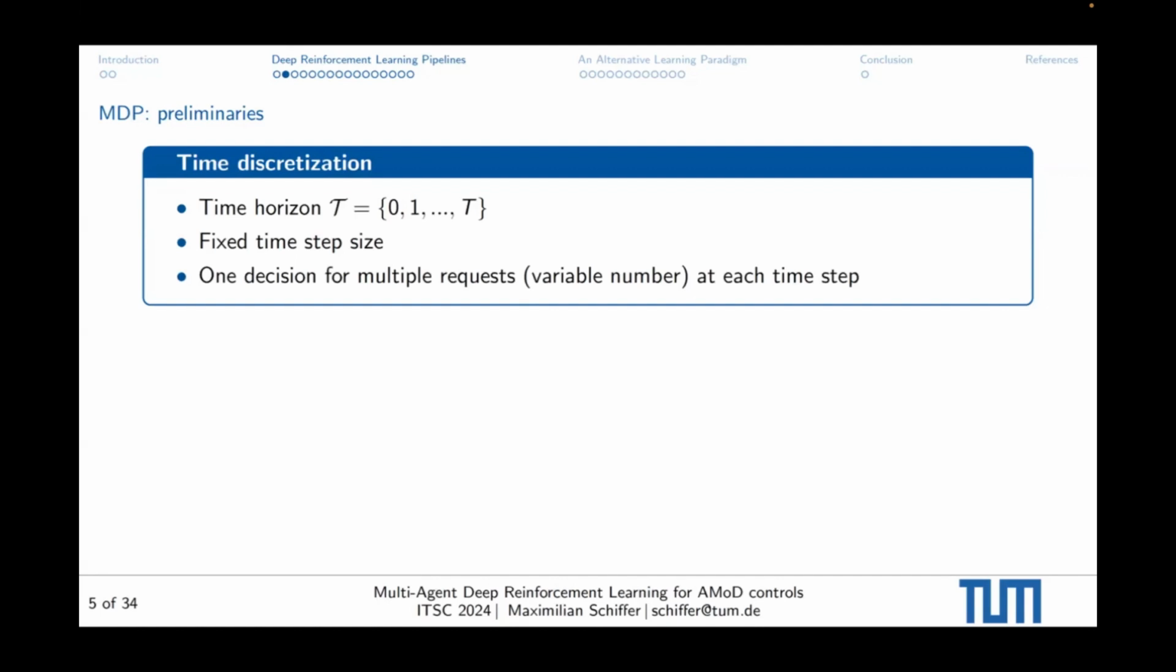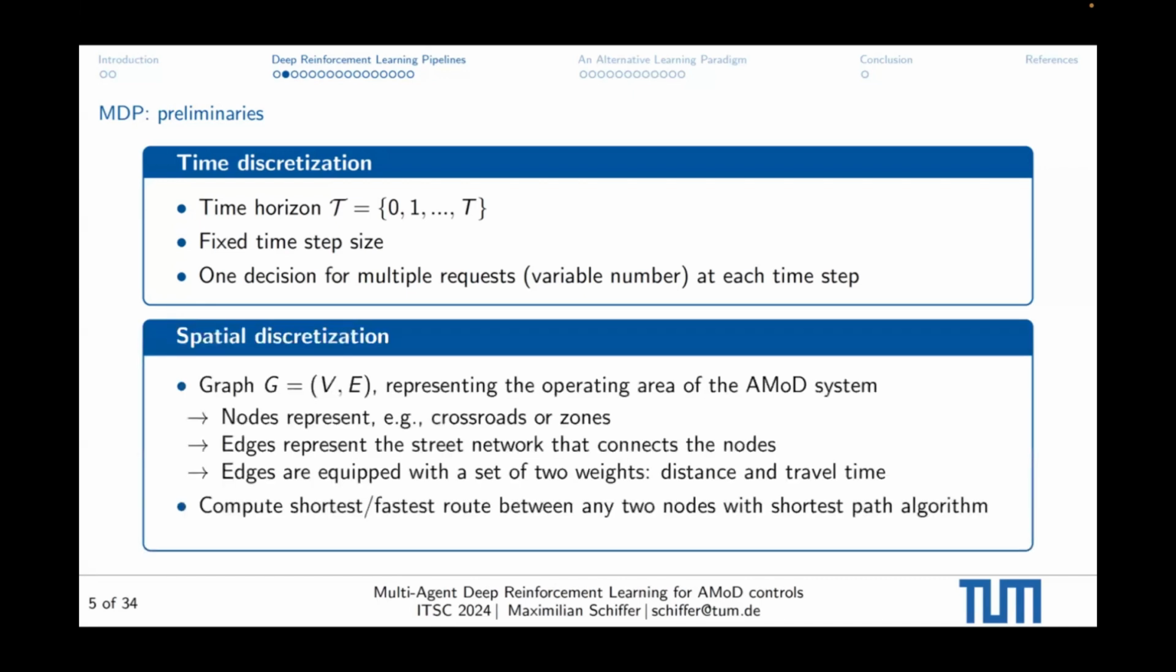It's a discrete problem, so I have a fixed time horizon with a fixed time step size. That doesn't really matter. You could also make that event-based if you want to be more dynamic in your time horizon. It's just simpler to explain it like this. And in each of my decision intervals, I will just take a decision on which requests to accept and with which vehicles to serve the requests that I accept, right?